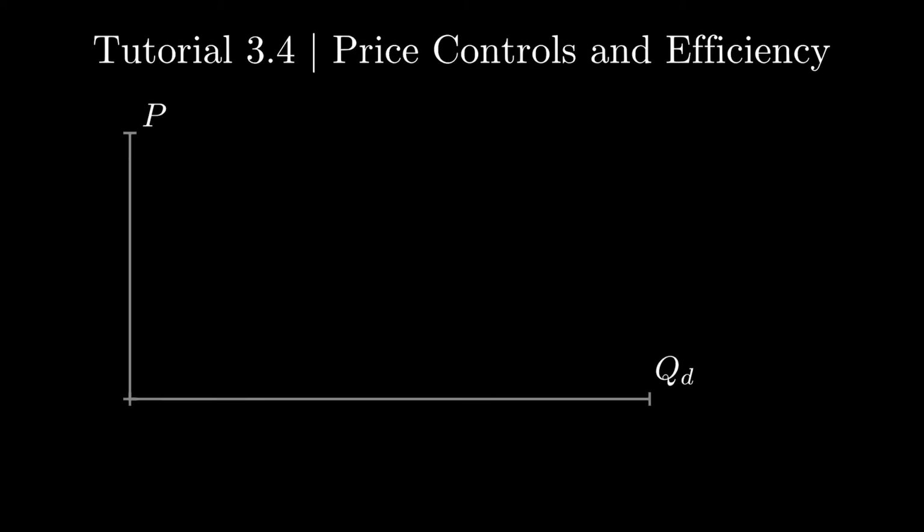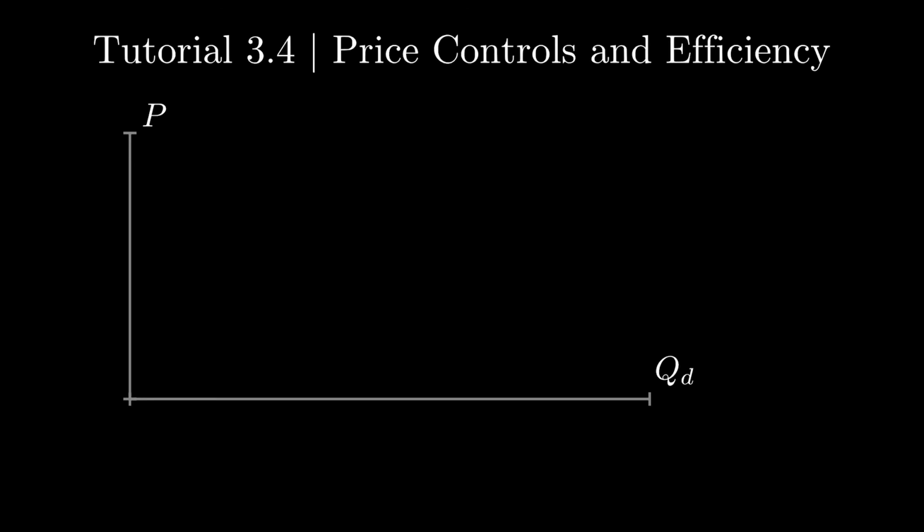In this video, we're going to return back to price controls now that we're equipped with the tools to evaluate welfare. In this video, we're going to ask the question, when we impose a price control, who benefits and who loses? And we'll use our notions of consumer surplus, producer surplus, and deadweight loss to help us answer this question.